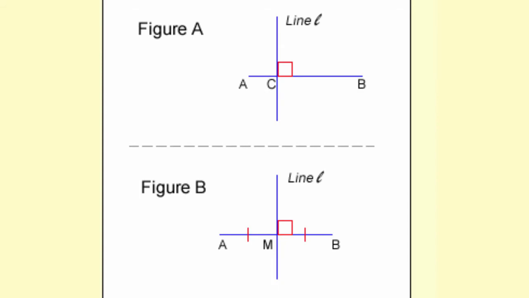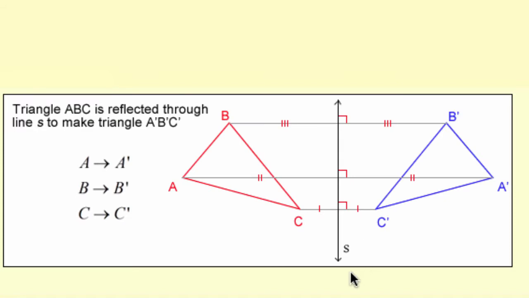Then there's perpendicular lines. Now perpendicular lines form right angles. And a perpendicular bisector divides a segment in half. So you can see here that line L is the perpendicular bisector of segment AB, and M is the midpoint. So the reason we're talking about perpendicular bisectors in this reflection lesson is because that's the definition of a reflection.